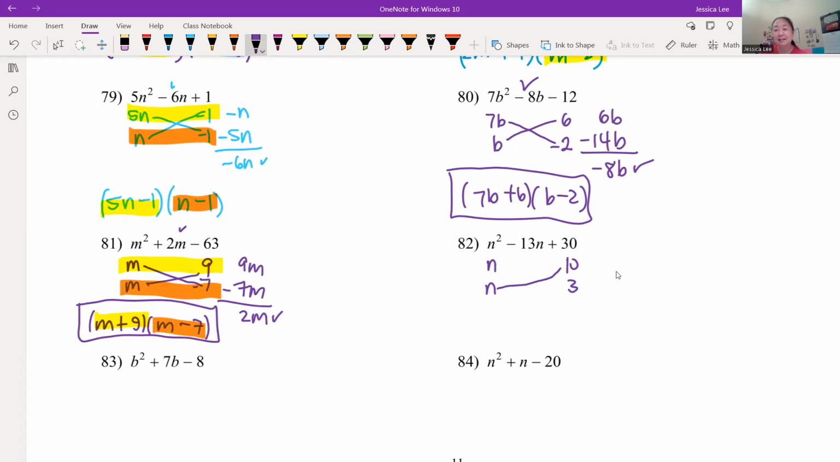So n times 10 is 10n, and n times 3 is 3n. Ooh, I've been doing this video too long. This work is messing with my brain. And the only way we can get it to be negative is if both of them are negative, right? Which means these are both negative. Now we get negative 13n, which would be the same thing as that middle term right there. We can go straight across, so n minus 10, n minus 3.